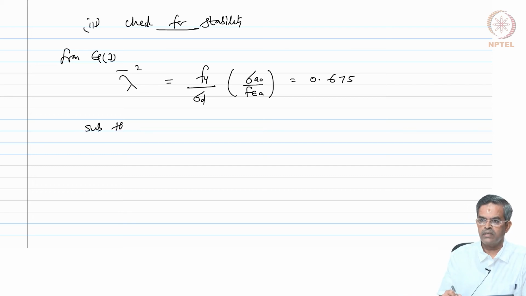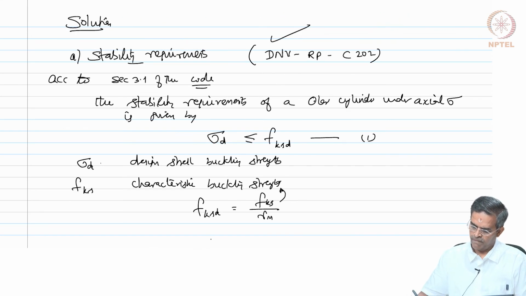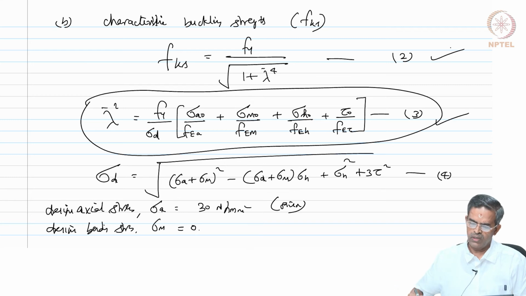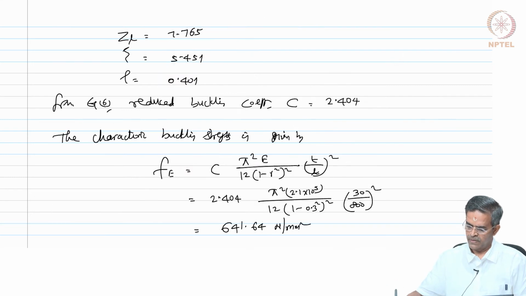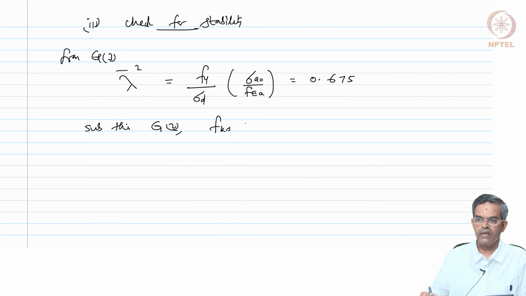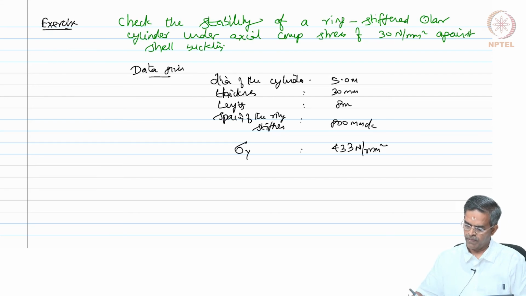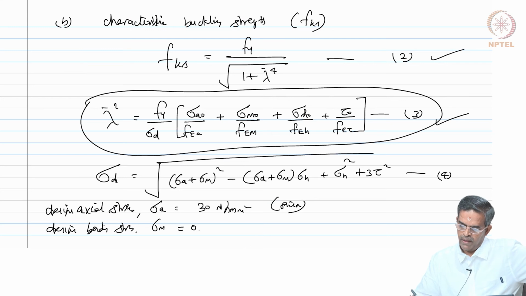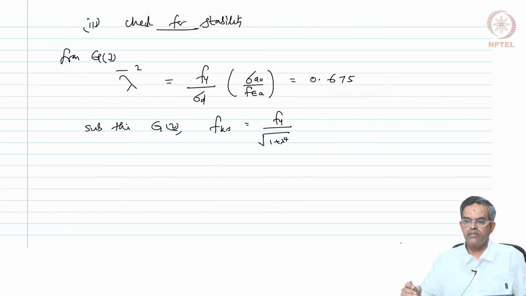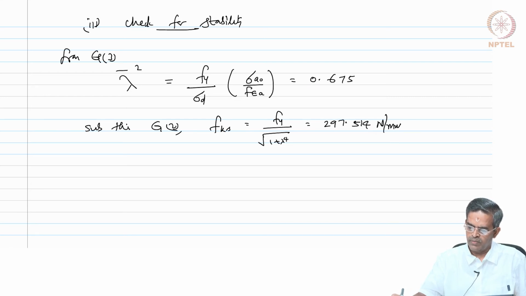Substituting this in equation 2, what is equation 2? See here, equation 2 is giving you the characteristic buckling strength, Fks. Fks is given by Fy by root of 1 plus lambda to the power 4. So, let us do that, which is going to be 297.514 Newton per mm square.